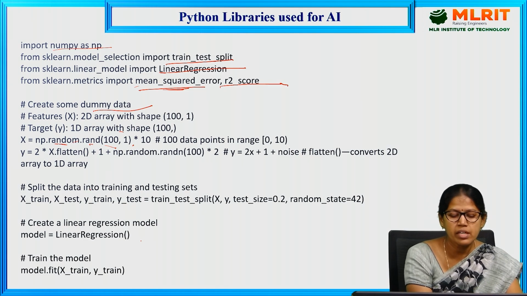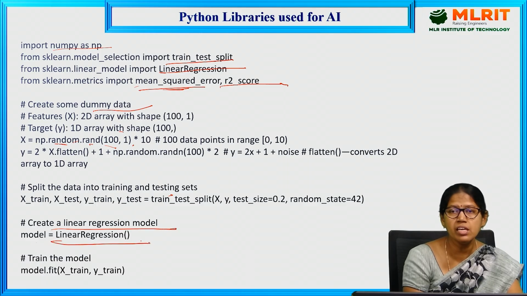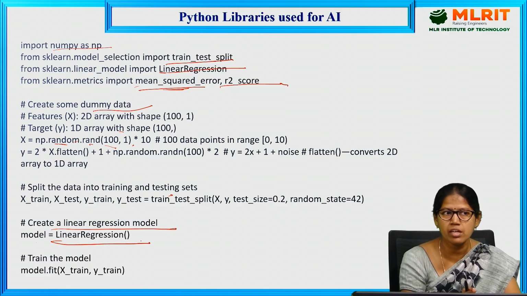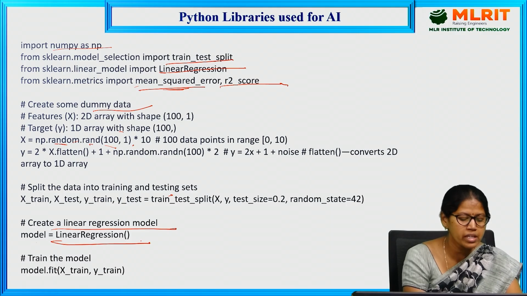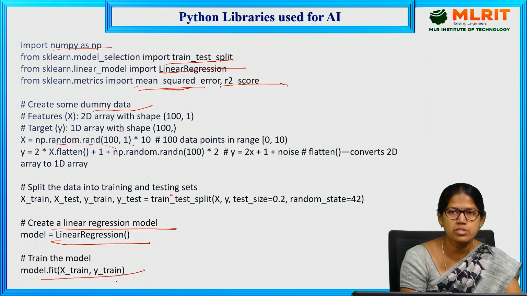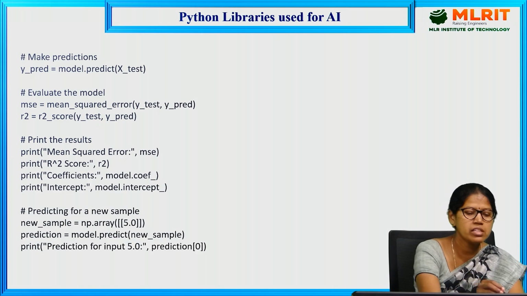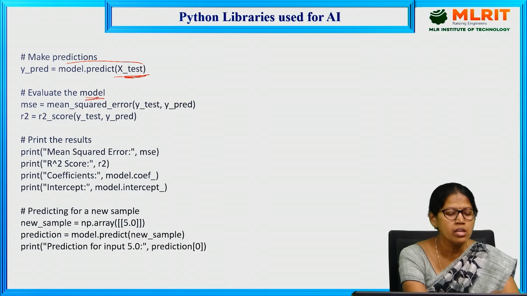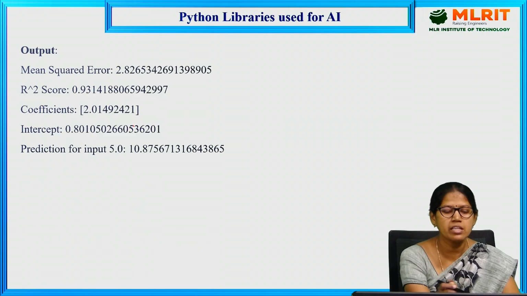Split data into training and testing data, so 80 and 20. Okay, later create a linear regression model. We are just calling the linear regression model instead of writing the logic for it, because scikit-learn contains all the algorithms, both supervised and unsupervised. Train that model giving the x values and y values as training. After that, predict using the testing data, evaluating the model by knowing the mean squared error and R2 score. After that, printing the result like this.